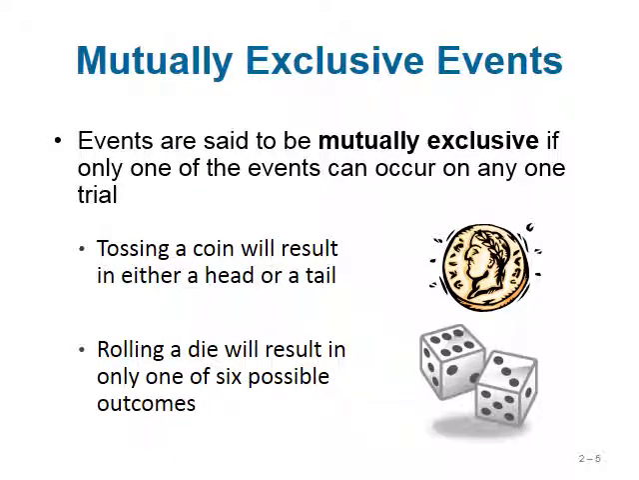Two events are mutually exclusive if only one event can occur for any one trial. For example, on one coin toss you can only have a head or a tail. Think of this as the probability of a head or the probability of a tail. Similarly, on a single dice roll only one number can be displayed, a 1 or a 2 or a 3 or a 4 or a 5 or a 6.